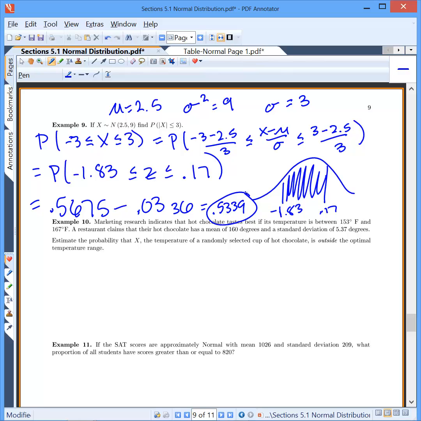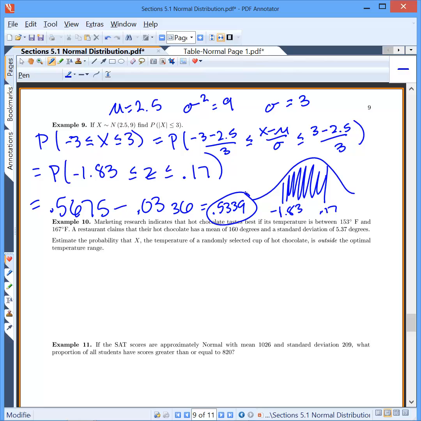Okay. Next example. Marketing research indicates that hot chocolate tastes best if its temperature is between 153 and 167 degrees Fahrenheit. A restaurant claims that their hot chocolate has a mean of 160 degrees and a standard deviation of 5.37 degrees. Estimate the probability that X, the temperature of a randomly selected cup of hot chocolate, is outside the optimal temperature range.